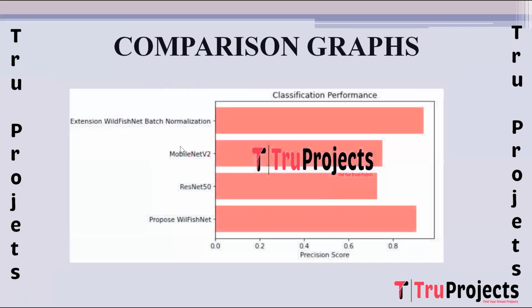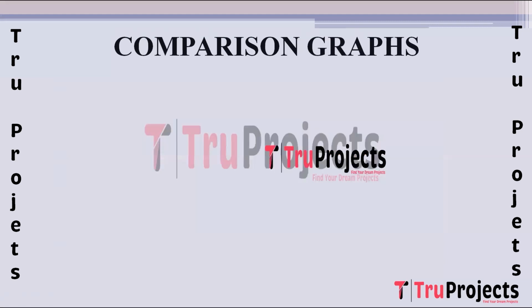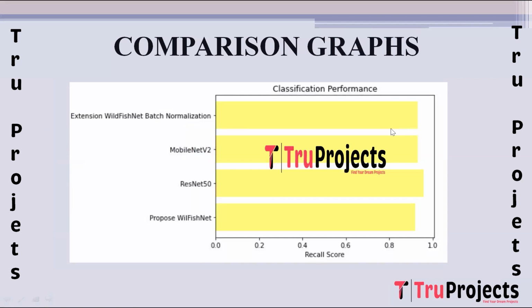This is the precision comparison graph. On the x-axis we have the precision score and on the y-axis we have the algorithm name. Precision is a metric that assesses the accuracy of positive predictions made by the model. It calculates the ratio of true positives, correctly predicted positive instances, to the total number of positive predictions, true positives plus false positives.